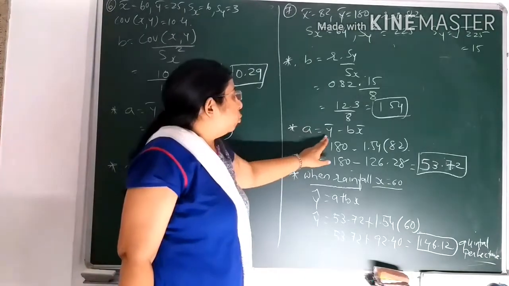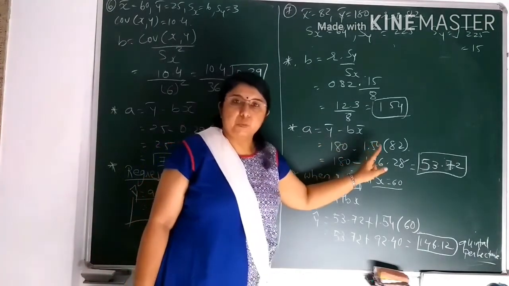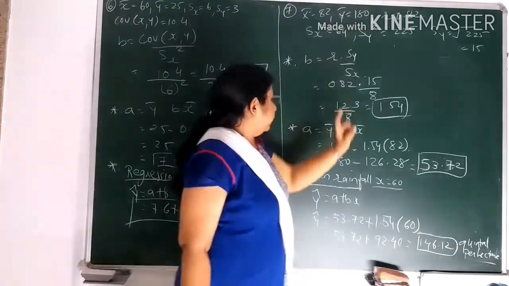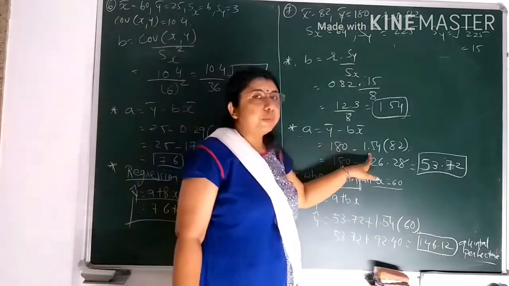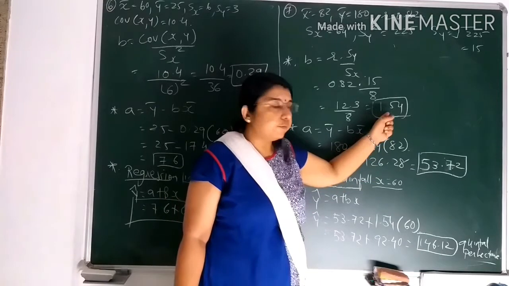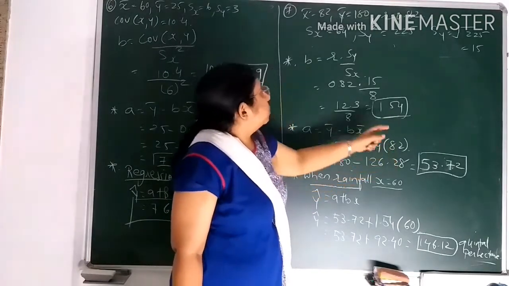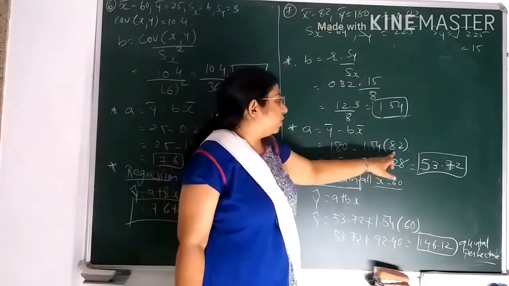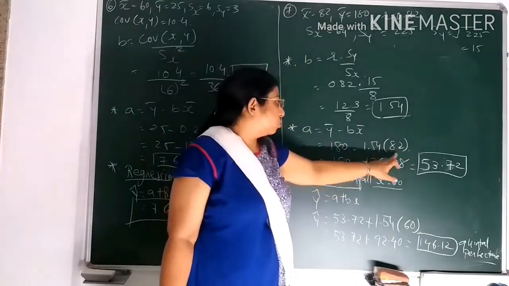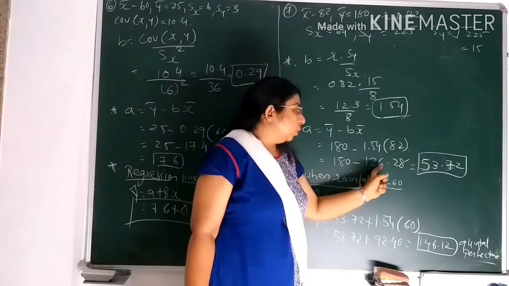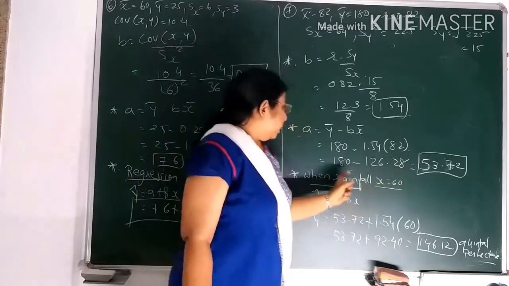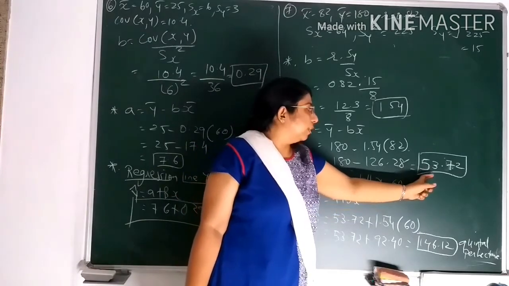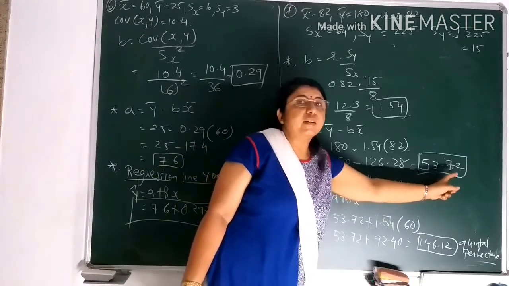Now after getting the value of B, the next step is to find the value of A. A is equal to y bar minus b x bar. The y bar value has already been given in the question, that is 180. So 180 minus the value of B that we have found out, that is 1.54, into x bar. The x bar value has already been given in the question, that is 82. So 1.54 into 82. Multiplying these two values, it would come to 126.28. Now 180 minus 126.28, the value of A would come to 53.72.